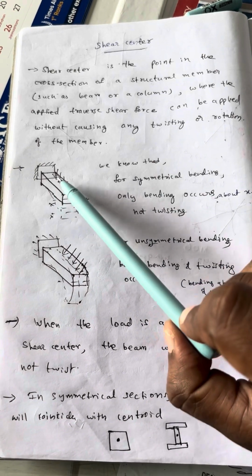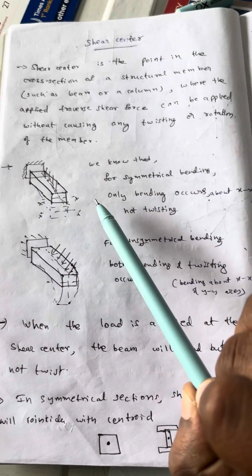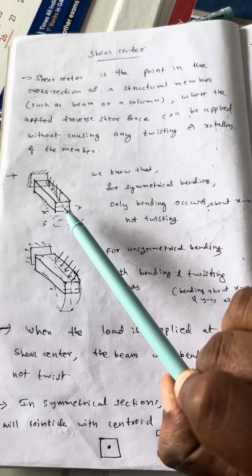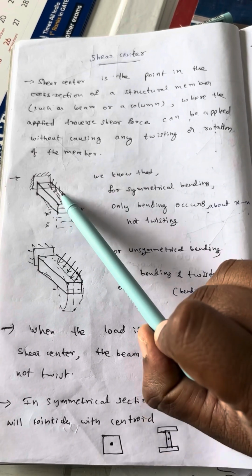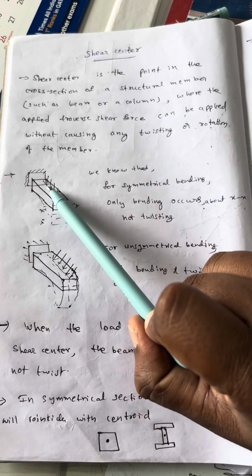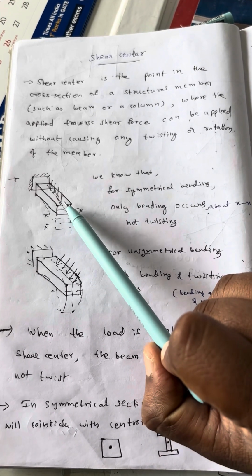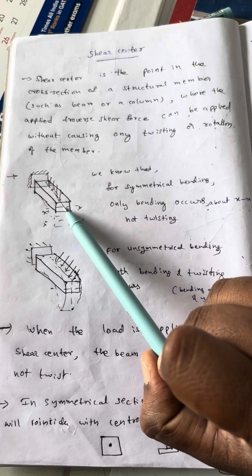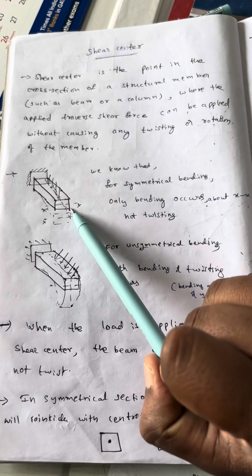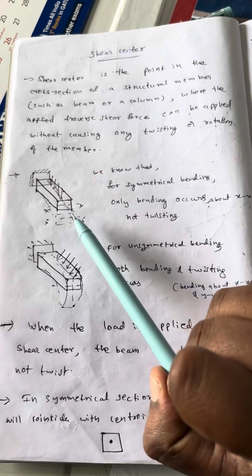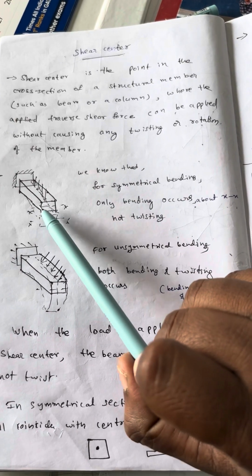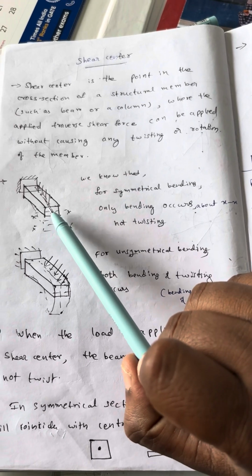So we know that for symmetrical bending, only bending occurs. Suppose this is a cantilever beam fixed at one end, free at the other end. Symmetrical bending is when the plane of loading is coinciding with the plane of symmetry. Then it will bend about xx. That means xx will be shifted downwards, with some deflection in this direction. Yy will remain as it is. This is symmetrical bending. Only bending occurs about xx, no twisting here.